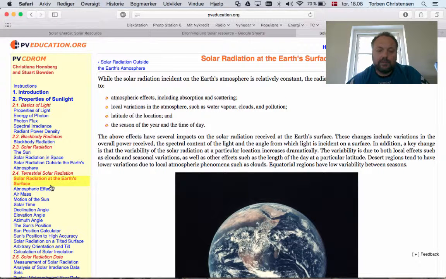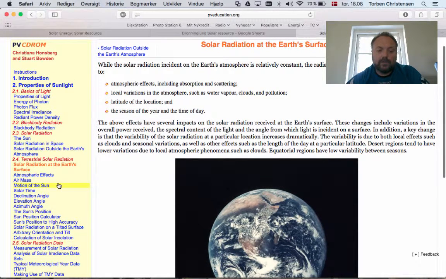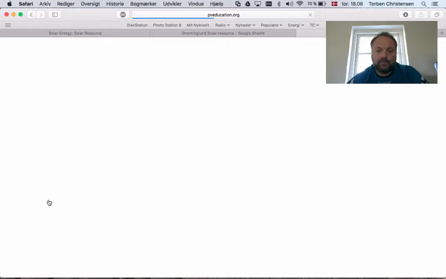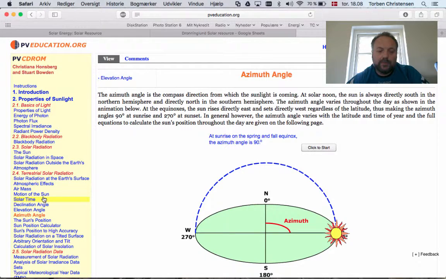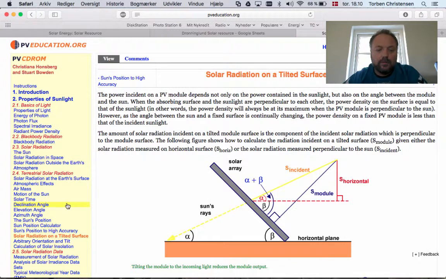We got the different effects on the solar radiation: declination angle, elevation angle, azimuth angle, all of these that we had already included in the spreadsheet. Sun position basically also. Solar radiation on a tilted surface, meaning a surface pointing directly towards the Sun, azimuth-wise, but in a tilt.